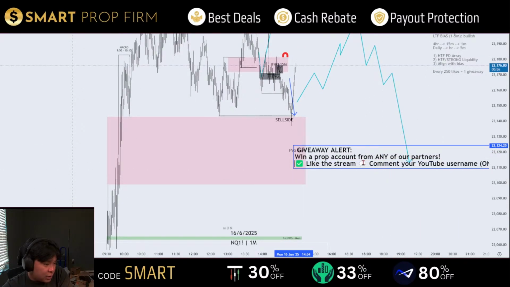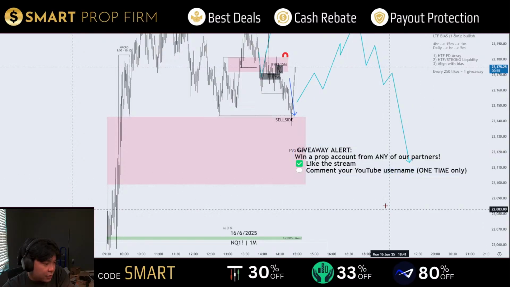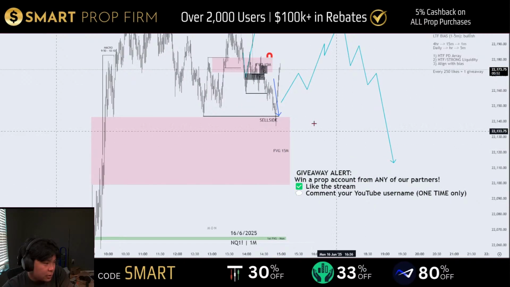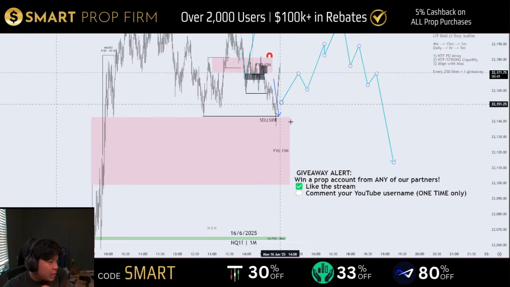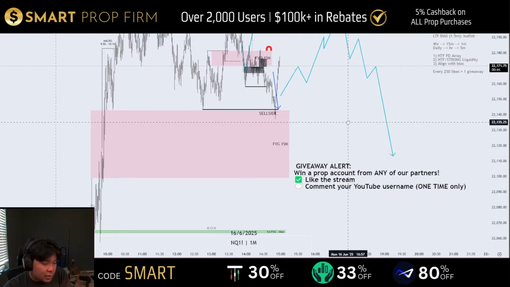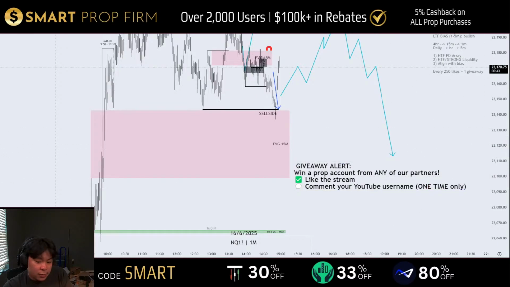We should have done the giveaway earlier, but I was caught up in price action. You would think my trading duration should have been like a quick 10 minutes off that flush, but that took like 45, 50 minutes just because of price action.